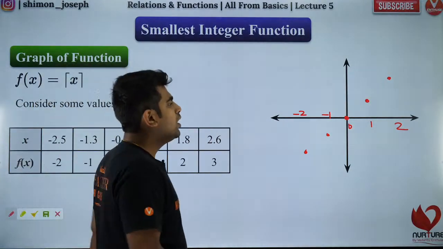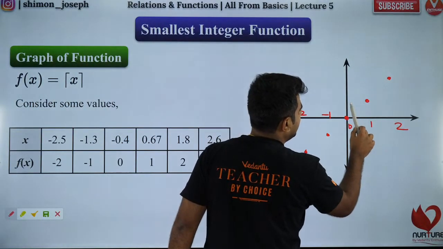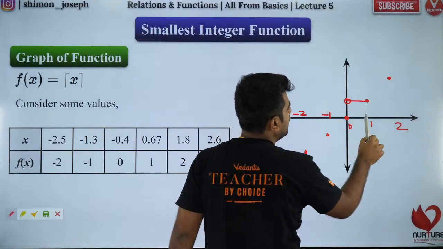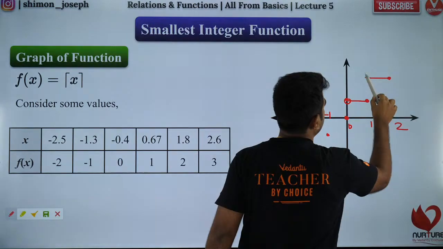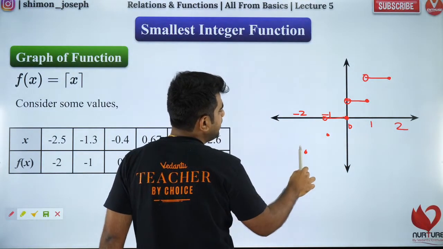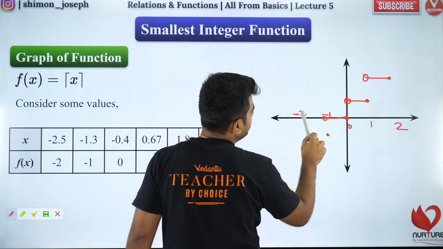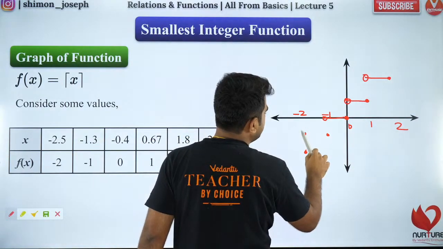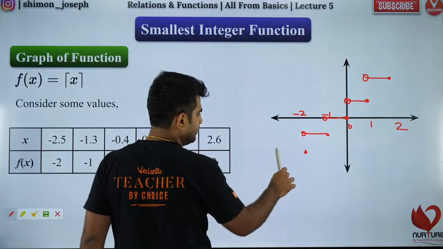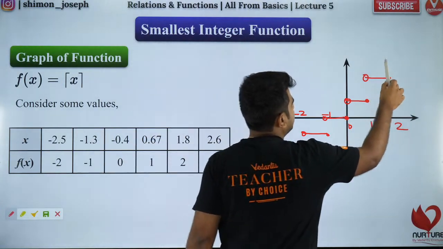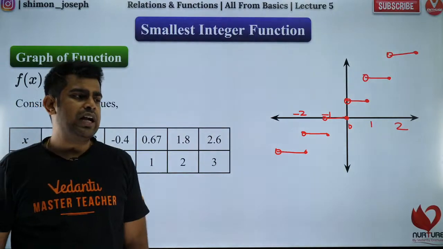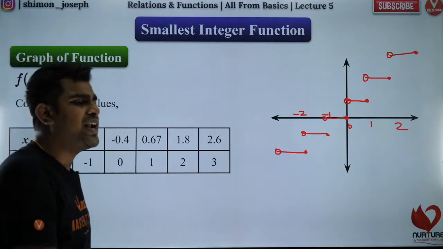Got it? Now, between 0 to 1, it will always be 1. From 1 to 2, it will always be 2. And between -1 to 0, it will always be 0. And between -2 to -1, it will always be -1. So this is how the graph looks like, and you keep going like that. Are you all clear? Everybody, did you guys understand it?